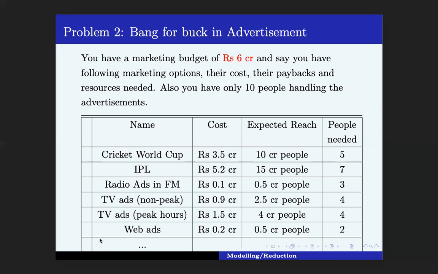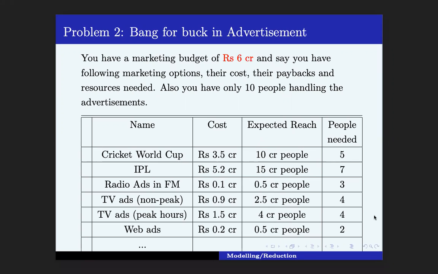But in every place, you know that if I decide to invest in Cricket World Cup and radio and maybe TV ads of the peak hours, say, then the total amount of money that I will need is 3.5 crore plus 0.1 crore plus 1.5 crore, and that is 5.1 crore. Oh, excellent. That is within my budget. Very good. In that case, I manage to reach 10 crore people plus 0.5 crore people plus 4 crore people, which is 14.5 crore people.